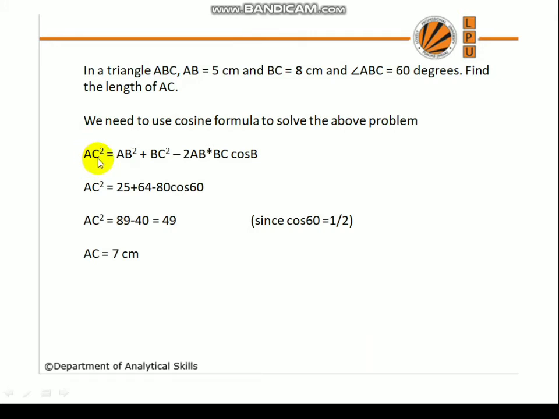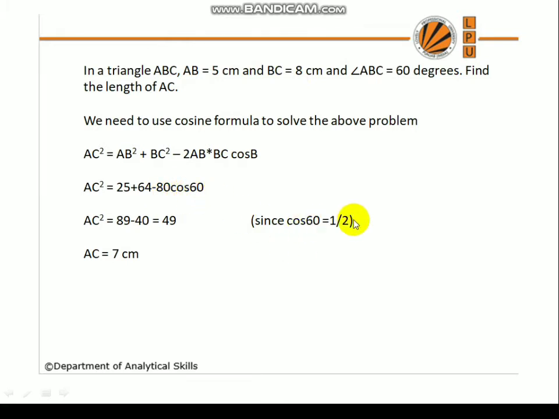AC square is equal to AB square plus BC square minus 2 AB BC cos theta, that is the angle between the two straight lines. Let me call the angle here as B, cos B. Just substitute now. AB square is 5 square, 25. BC square is 8 square, 64. 2 AB BC cos B, that is 2 into 5 into 8, which is 80, and cos 60 degrees.